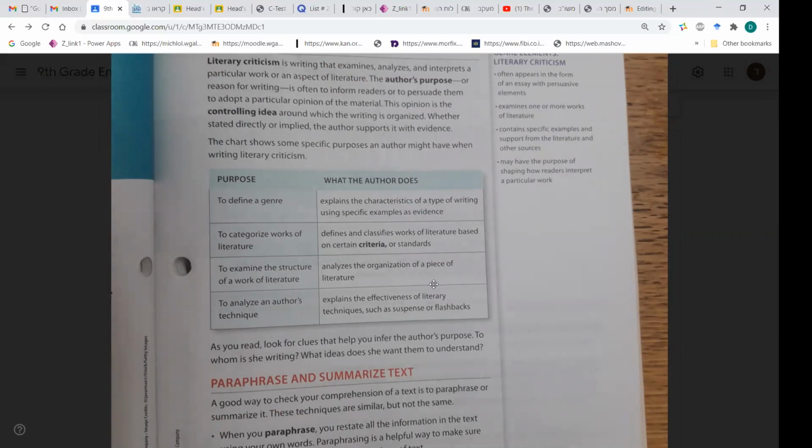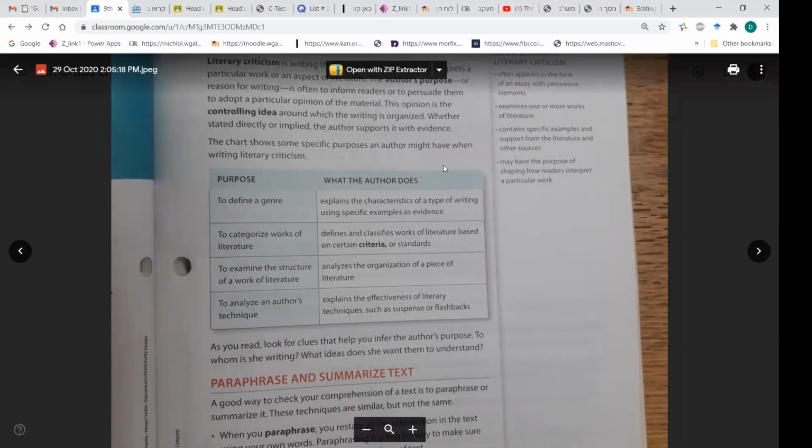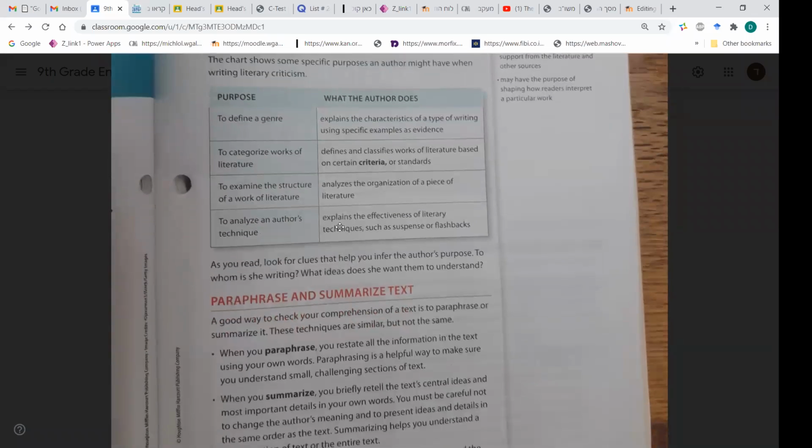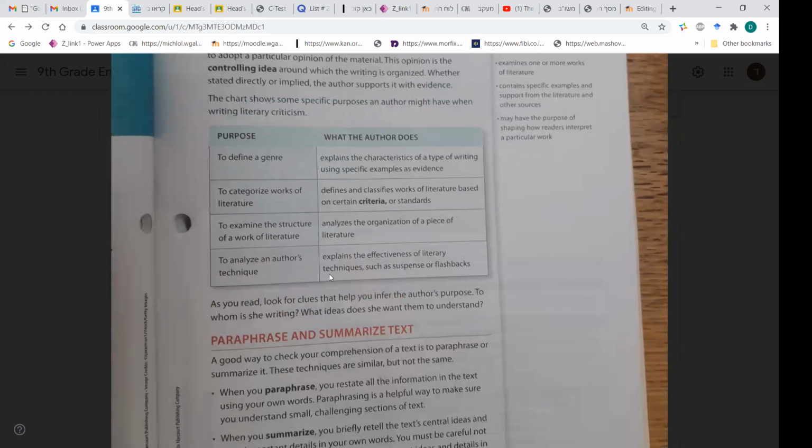So this chart shows some specific purposes an author might have when writing literary criticism. In this article, these are his purposes. First of all, he wants to define a genre, and he does it by explaining characteristics of a type of writing using specific examples as evidence. When something has characteristics, that's something that defines it. In Hebrew, we call them mafyanim. So he explains the characteristics of a type of writing using specific examples as evidence.